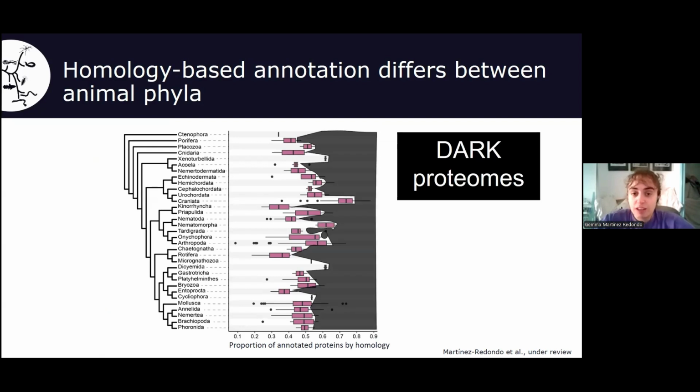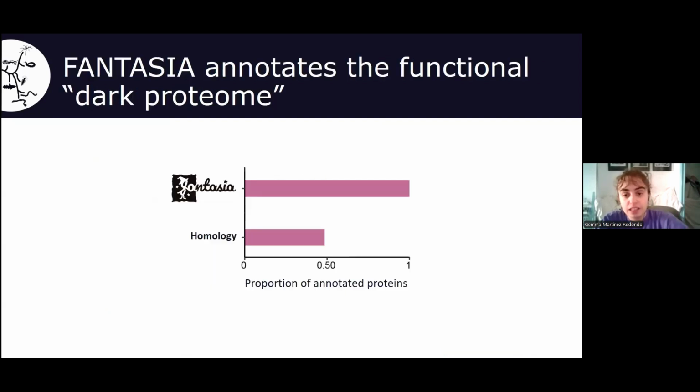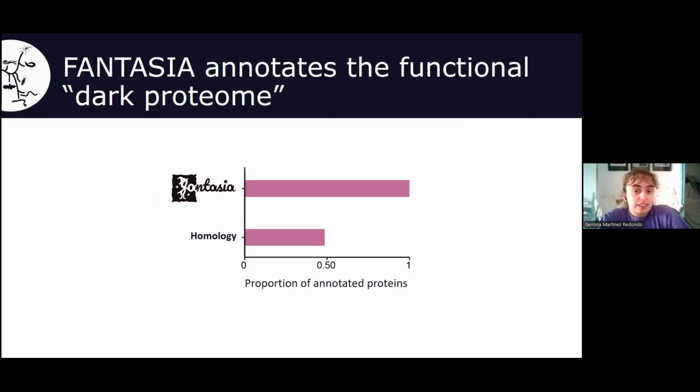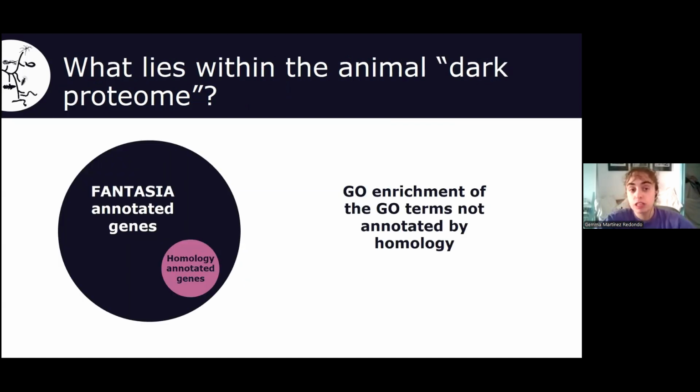And this part that we don't have annotation for is what we call the functional dark proteomes. So now we tested what would happen if we ran Fantasia. With Fantasia, we were able to annotate almost all of them. Okay, so Fantasia is able to annotate this. We know that it works in model organisms and it's good. Okay, what are the new functions that we are getting?